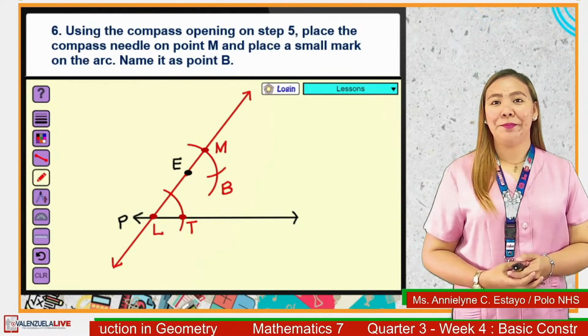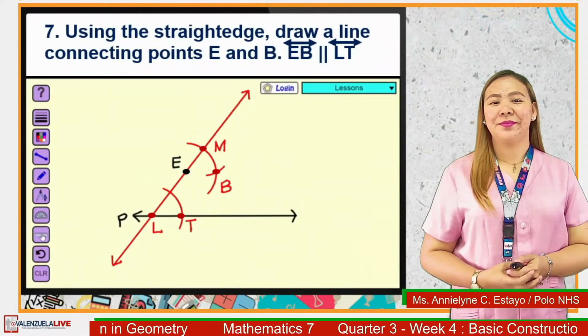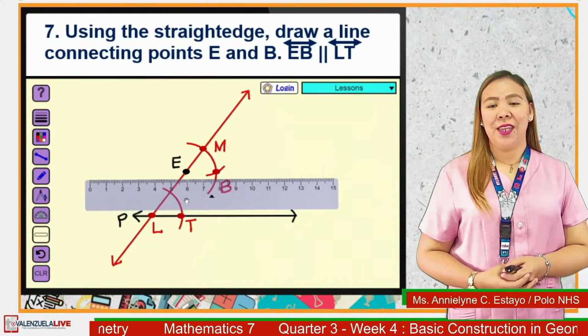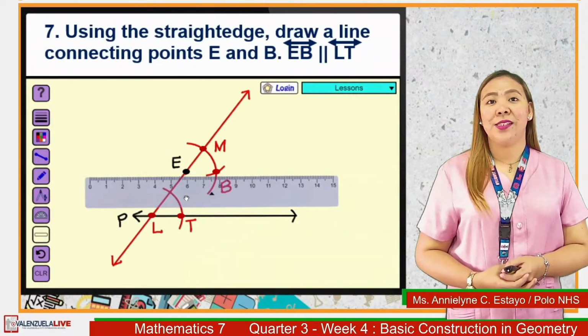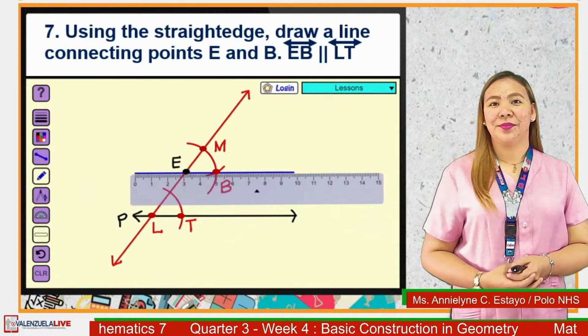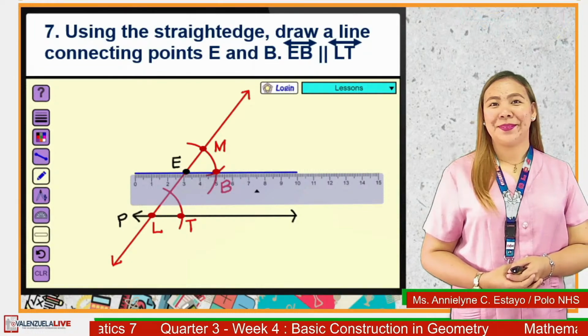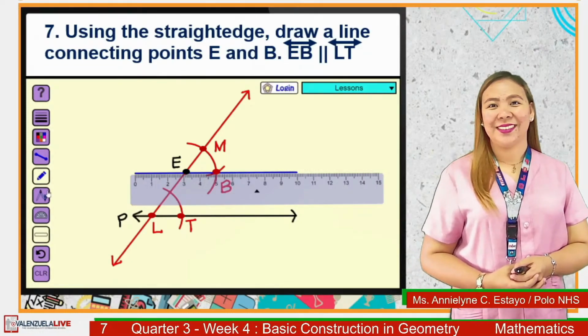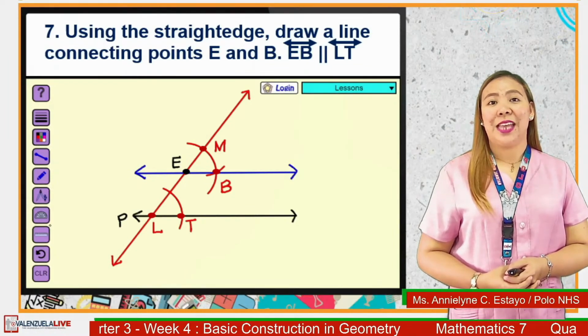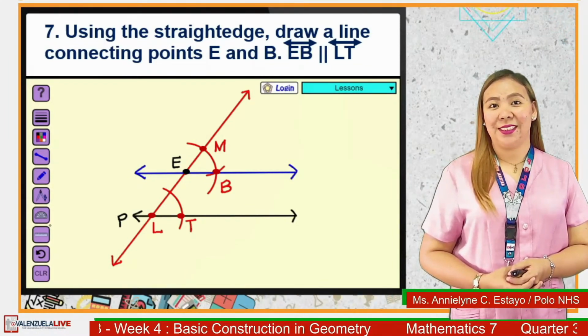For the last step, draw a line connecting points E and B using a straight edge. Now, we produce line EB that is parallel to line LT.